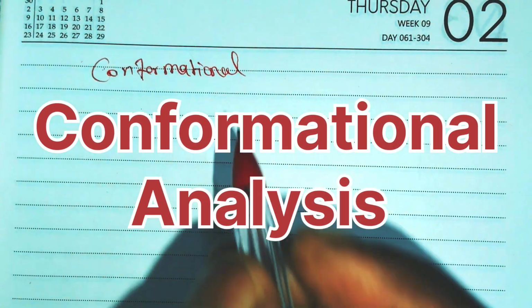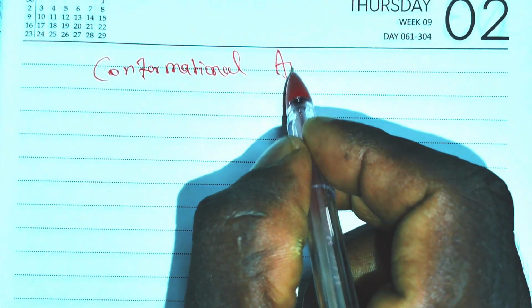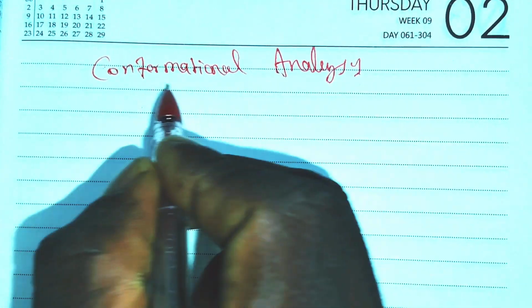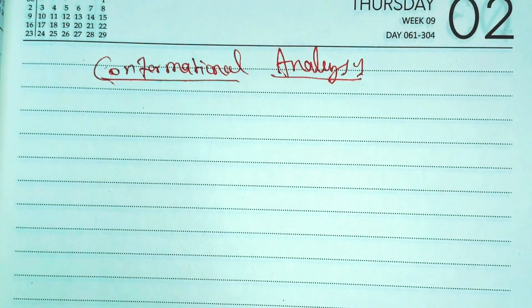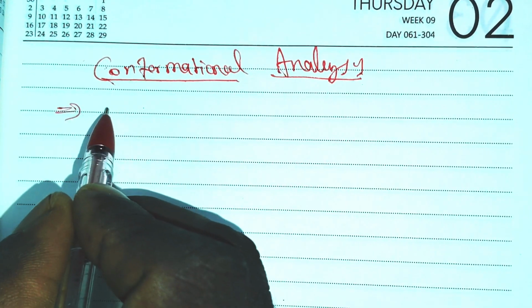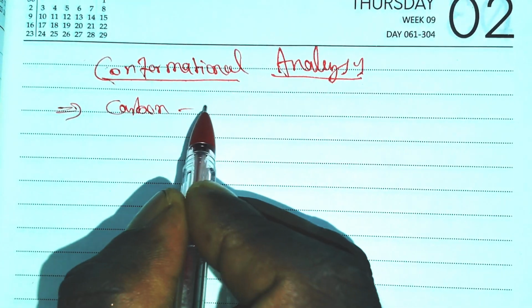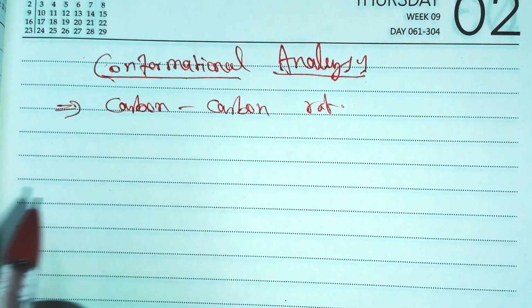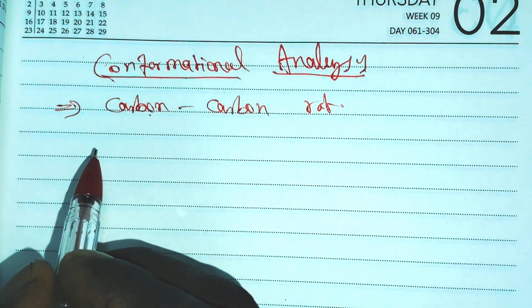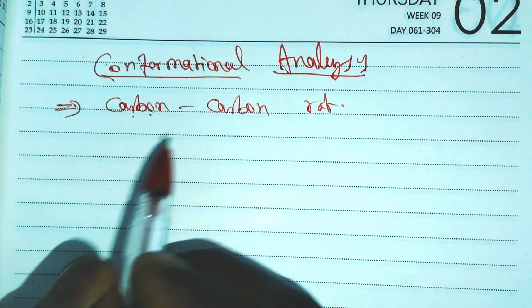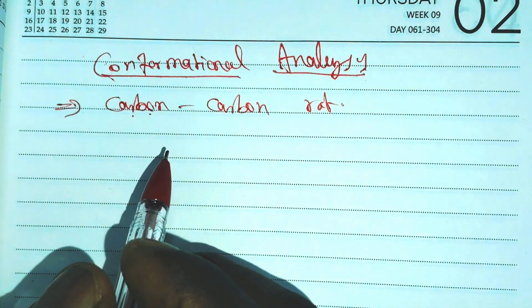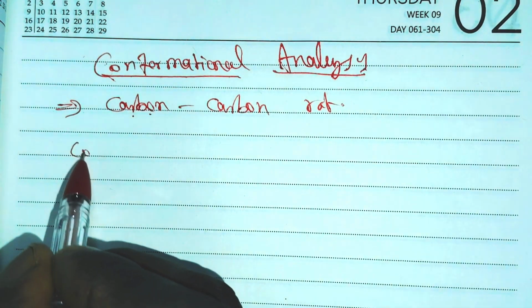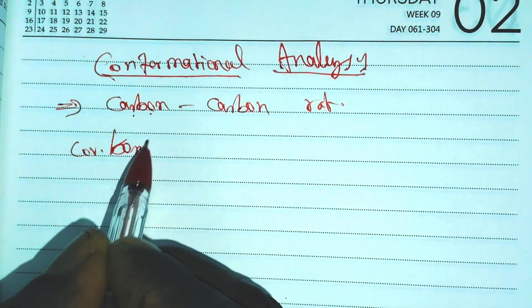Dear student, today we see conformational analysis. Conformational analysis is actually for carbon-carbon rotation. It's a C-C bond rotation. Carbon is a non-metal, and among the non-metals that is for covalent bonds. So there are two types of covalent bond.